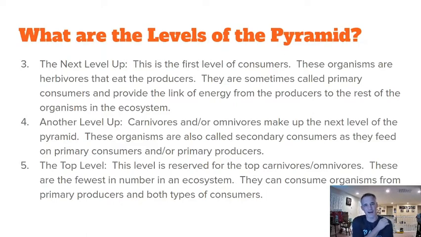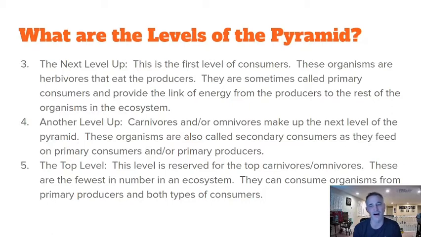The next level up is the first level consumer. These organisms are herbivores. They typically eat the producers. They're sometimes called primary consumers, and they provide the link of energy from producer to the rest of the organisms in the ecosystem. Then you can move up another level, and you have the carnivores.